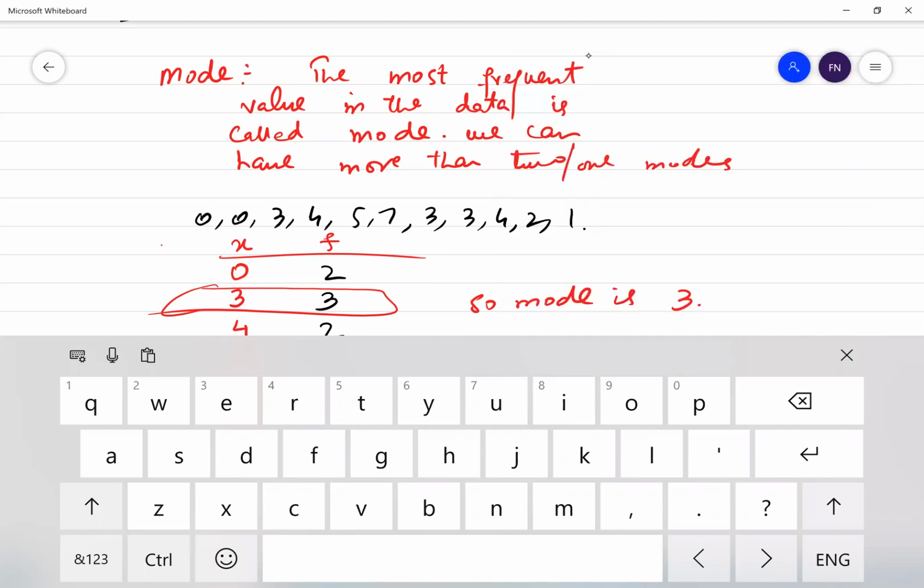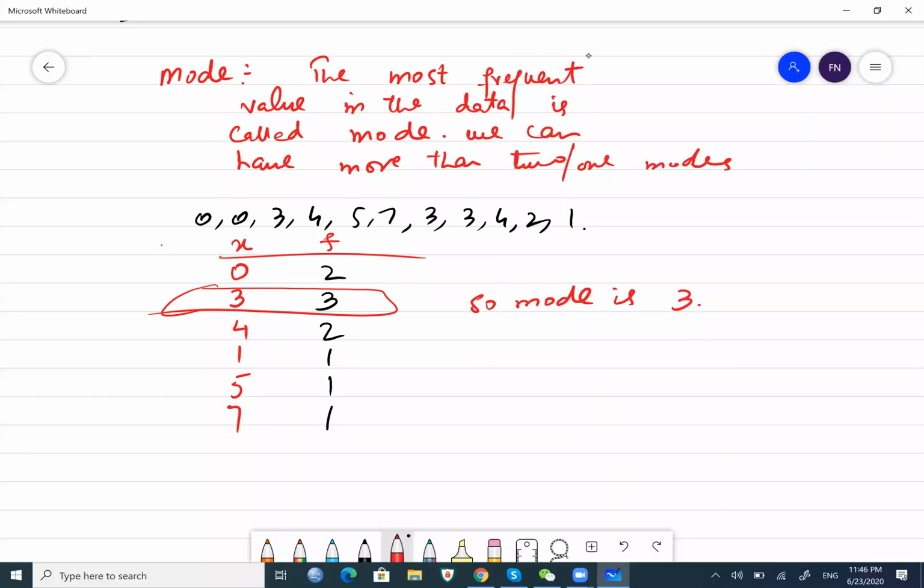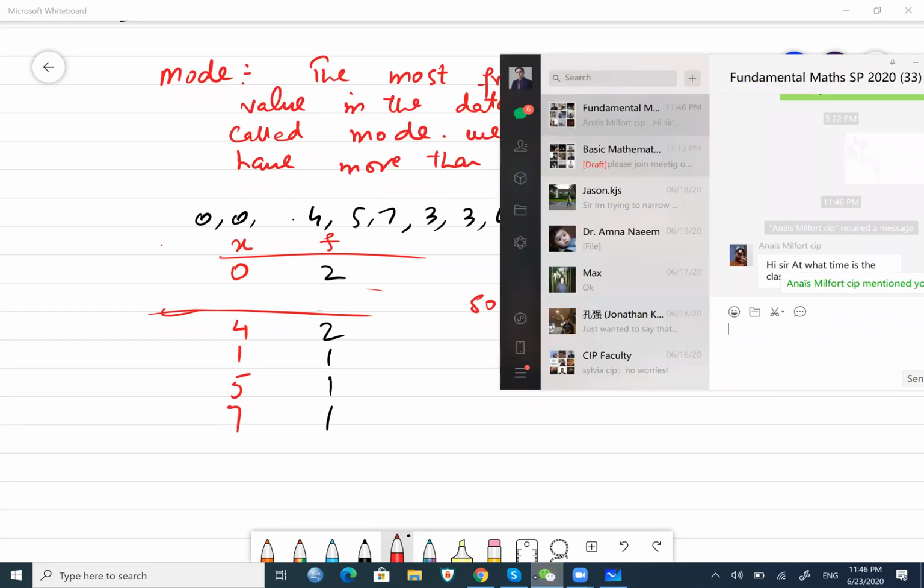Okay, so I change my example. If I remove this 3 from this example, in that case, we have 2 modes. 0 is occurring 2 times and 4 is occurring 2 times.